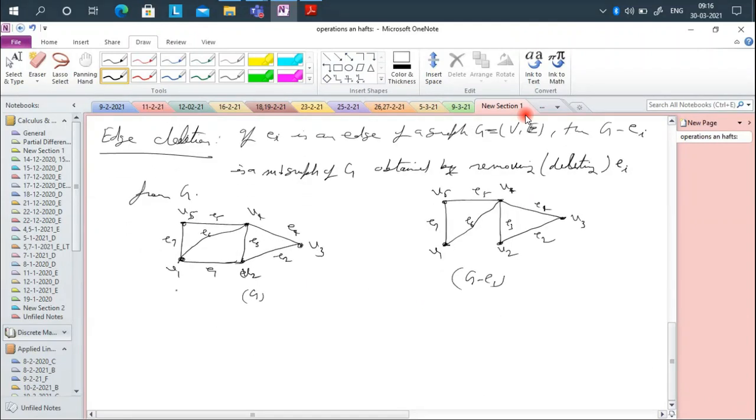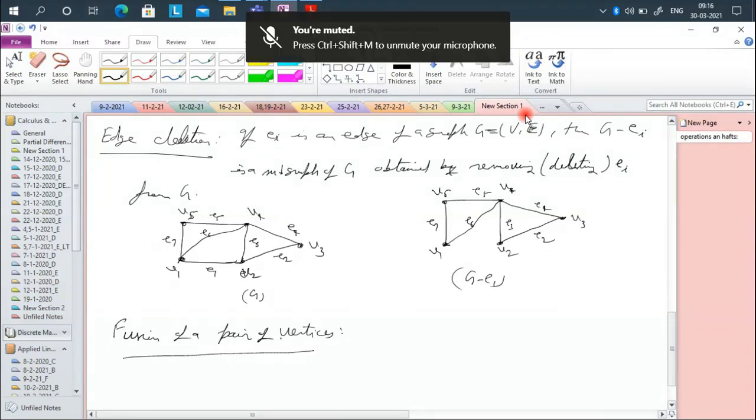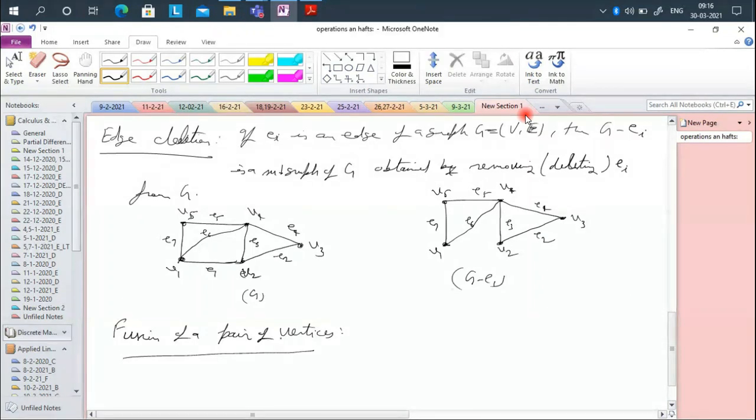Yes, sir. Now we have fusion of a pair of vertices. Fusion means whenever we merge two vertices into one vertex. Okay, that is called fusion. So we have a pair of vertices, and in place of the pair we have one vertex. So that is called fusion. Okay. Now with an example we will understand this.